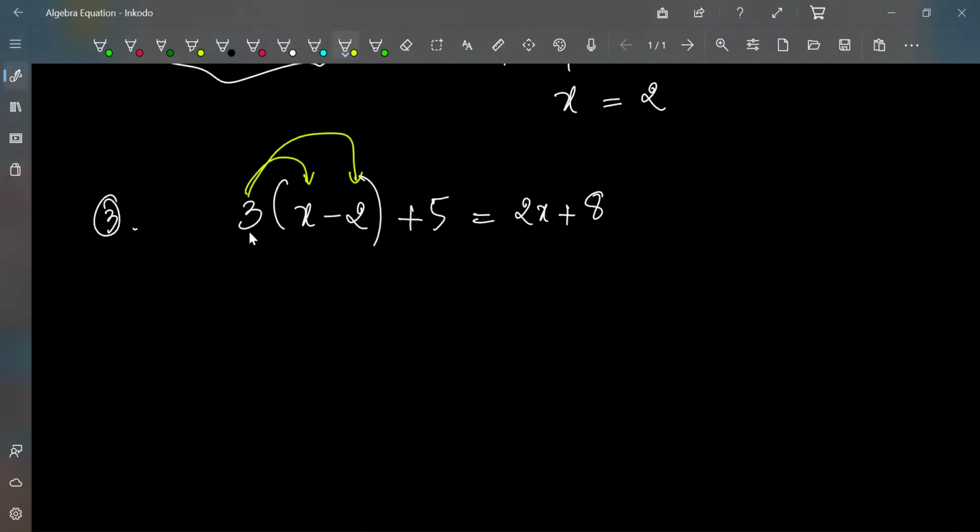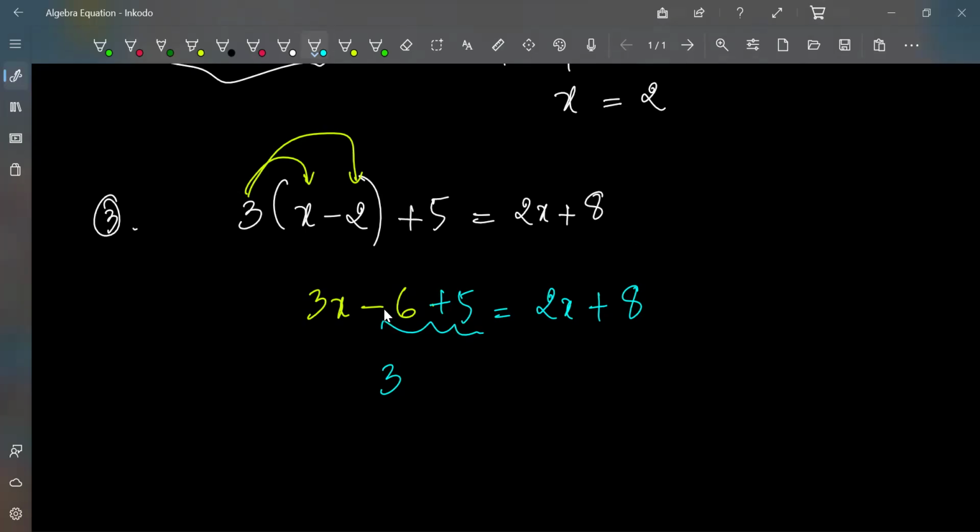Okay. So 3 multiplied by x is equal to 3x, and 3 times negative 2 is equal to negative 6. Okay, plus y equal to 2x plus 8. Okay, so now we can calculate this first.